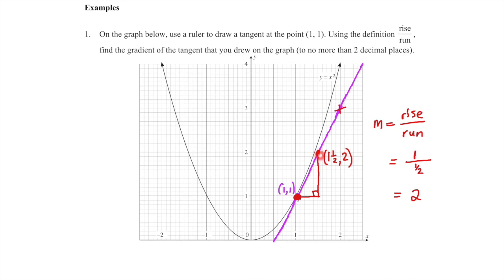If yours was a little bit out, and you do rise over run, you might actually end up with a decimal answer, but your answer should be reasonably close to the number 2. You might have got 2 and a bit, you might have got 1.9, you might have got something that was close, but it should have been close to 2.